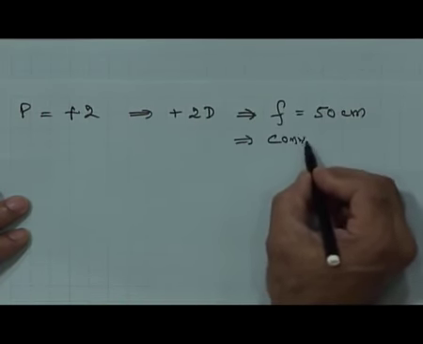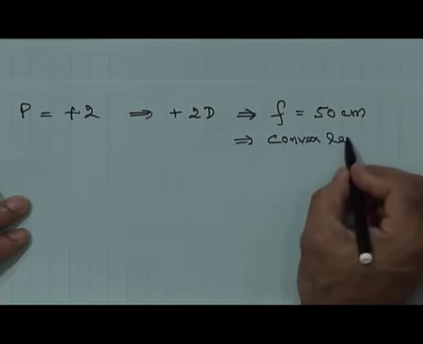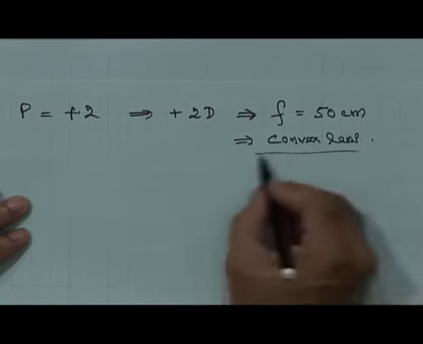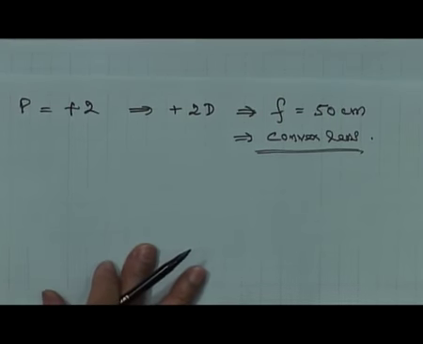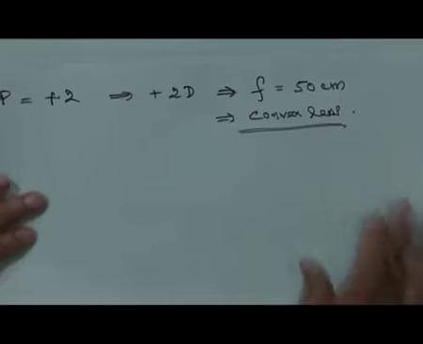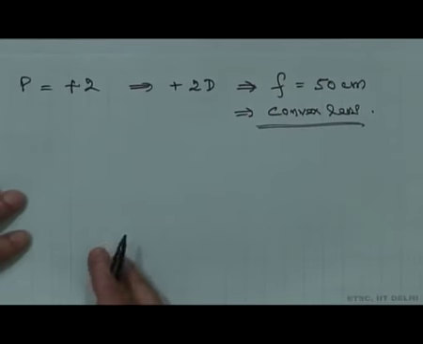which implies it is a convex lens. The lens used in his or her spectacle is a convex lens of focal length 50 centimeter.